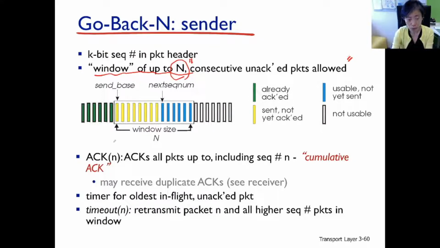It's also illustrated here. From the first packet in flight to the last packet in flight, the max range is N. So at any given point in time, we allow only up to N packets to be in transit, not yet acknowledged.